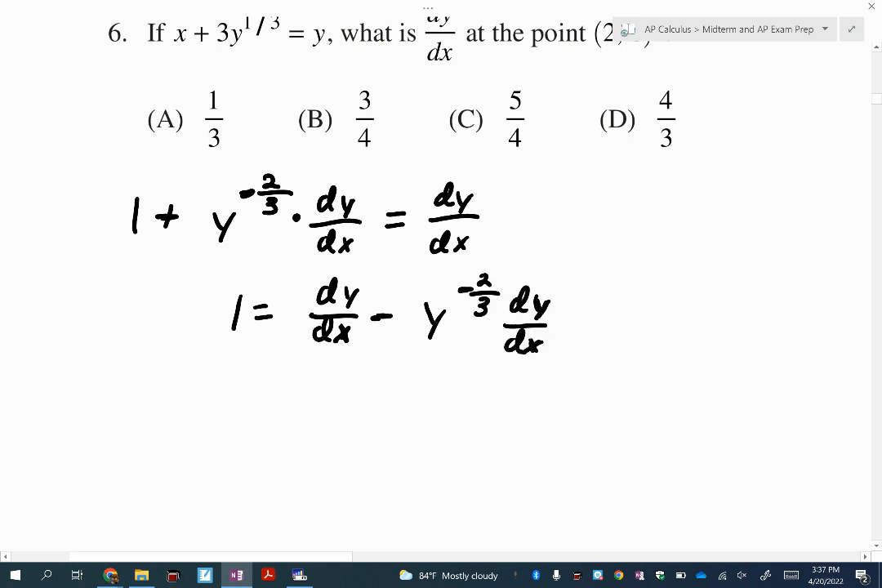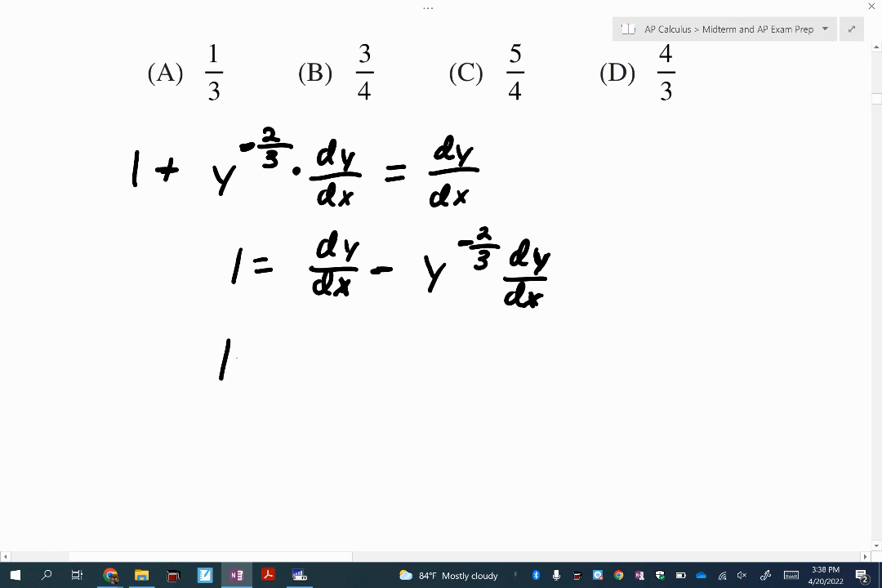Okay, Joelle, I'm sticking with you. You've had such great thoughts. Do you remember what to do next? What was the whole reason to put them together on the same side? So you can take it out. What do we call that in math? Factor. Thank you. All right, so 1 equals dy dx times 1 minus y to the negative 2/3 power.